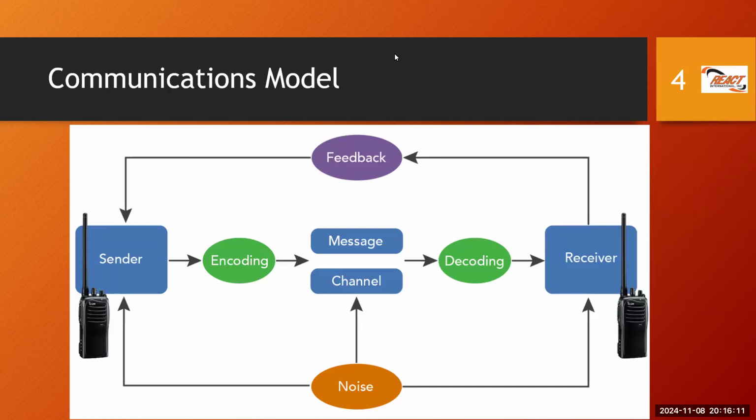So just quickly, a model that illustrates really nicely what communications are about. You'll see here a model with two radios, two walkie-talkies or two handheld radios, one on the left, one on the right. We'll label one as the sender or the transmitter and the other one the receiver. So you have a sender, you have a receiver.